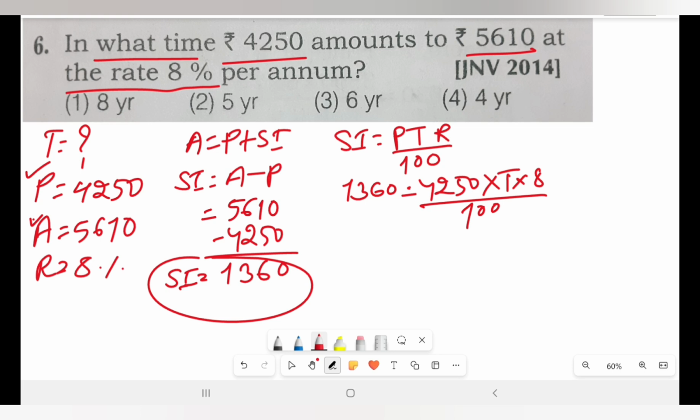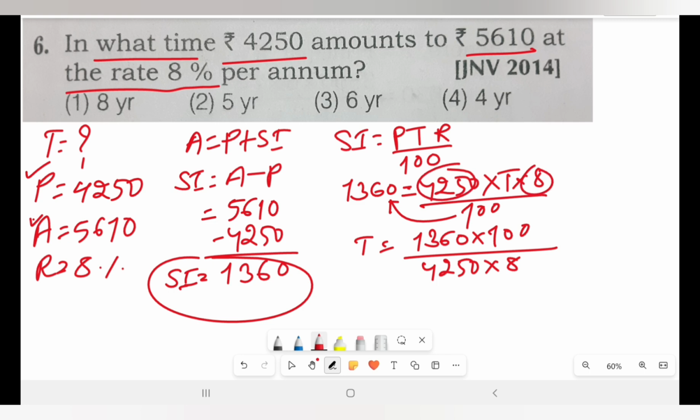So let us rearrange this. Keep T as it is on one side, 1360 into 100 divided by 4250 into 8. Alright, so here this 100 goes to this side and is multiplied, and the remaining things on this side are divided. Okay, so here this 0 gone and this 0 gone, and let us multiply the terms. Numerator terms will become 13600 and denominator terms will become 8 5s are 40, 8 2s are 16 plus 4 is 20, and 8 4s are 32 plus 2 is 34.